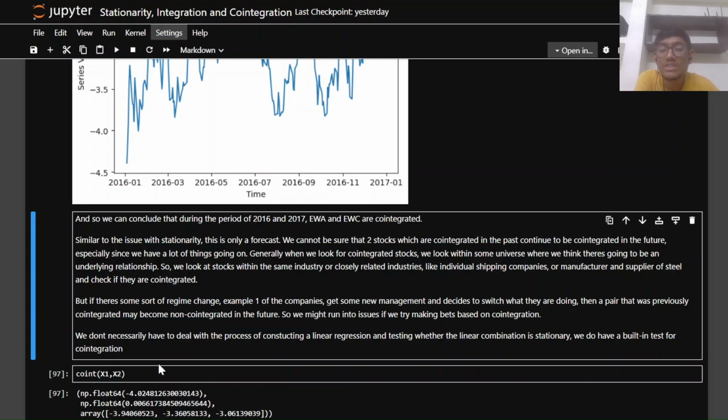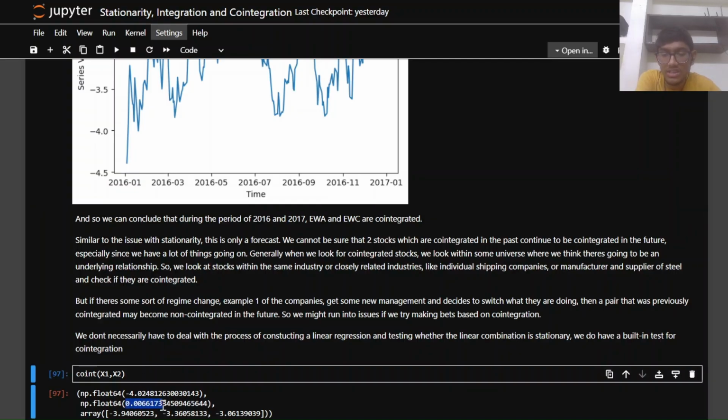Finally, we don't necessarily have to deal with the process of constructing a linear regression, finding our beta and then testing whether this linear combination is stationary or not. We just have a built-in test for co-integration, and it can be found by using this line of code: coint x1, x2, and our p-value can be found here. It turns out to be 0.00617.